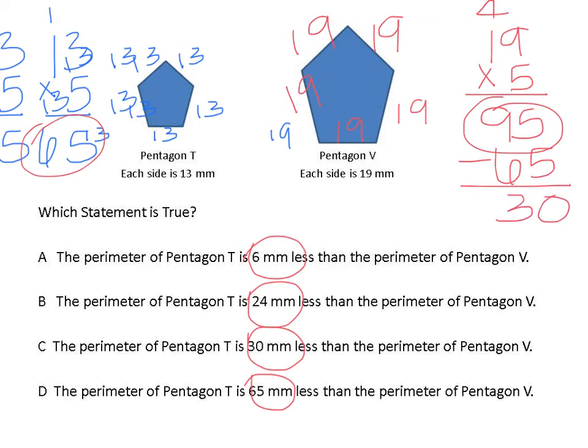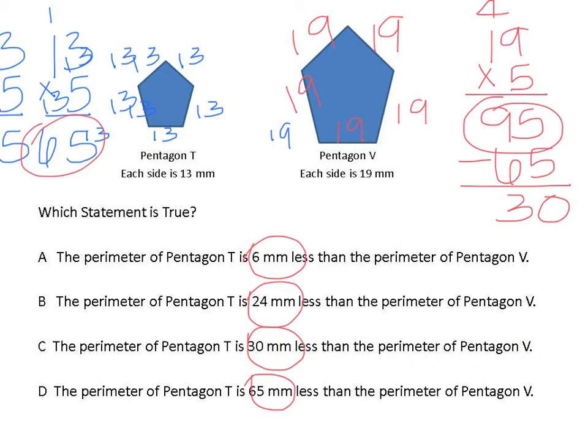And then I need to verify that pentagon T is less than pentagon V. So I'm going to find the one with 30. Perimeter of pentagon T is 30 millimeters less than the perimeter of pentagon V.